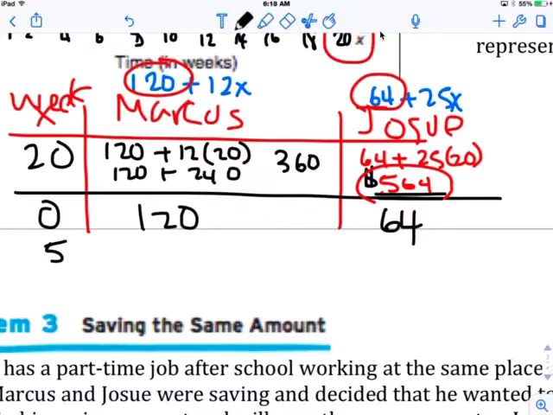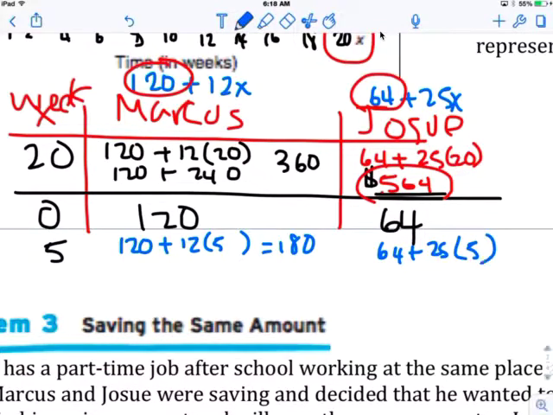At 5, let's say 120 plus 12 times 5, which is 60. So 60, that's 180 then. All right, then 64 plus 25 times 5.